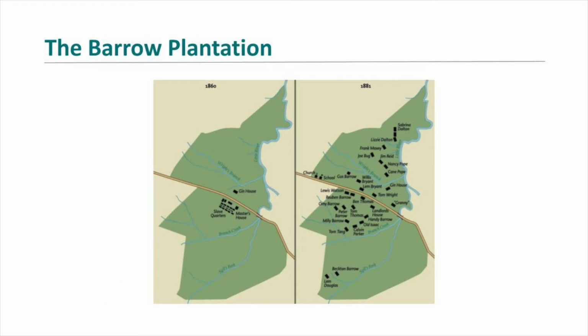And here are 2 maps of the Barrow Plantation, and they illustrate the effects of emancipation on rural life in the South. In 1860, map on the left, slaves lived in communal quarters near the owner's house. 21 years later, former slaves working as sharecroppers lived scattered across the plantations and had their own churches and schools.